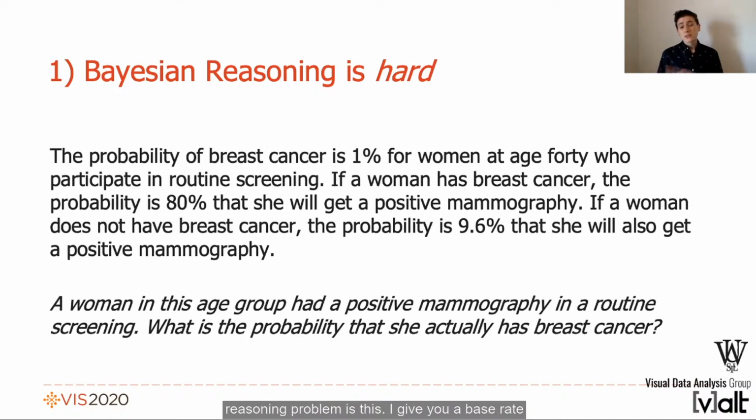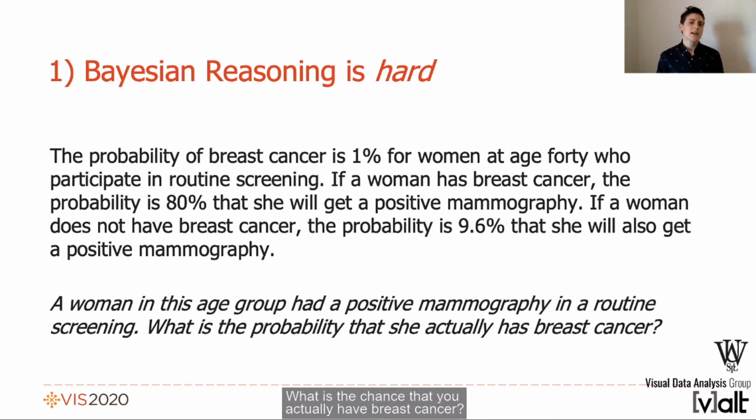I give you a base rate for breast cancer in the population. I give you false positive and false negative testing rates. And then I ask you a question such as, you get a positive breast cancer test. What is the chance that you actually have breast cancer?